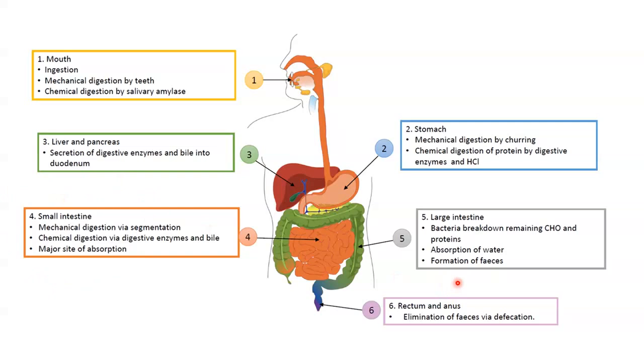We then have the large intestine, which does a little bit of breakdown of the ingested foods by bacteria. We have most of our absorption of water, and then the beginning of the formation of our feces. We then have the rectum and the anus, which is that very last portion of our gastrointestinal tract. And this is obviously where we eliminate that waste product via feces.